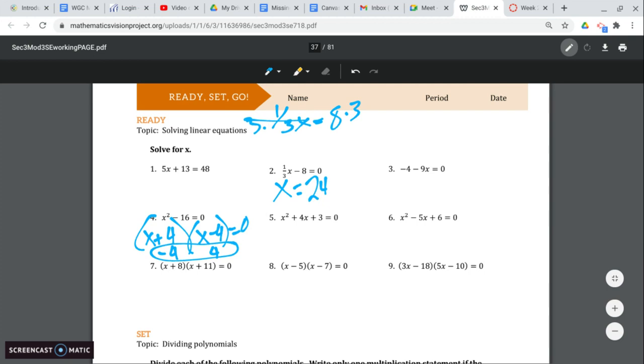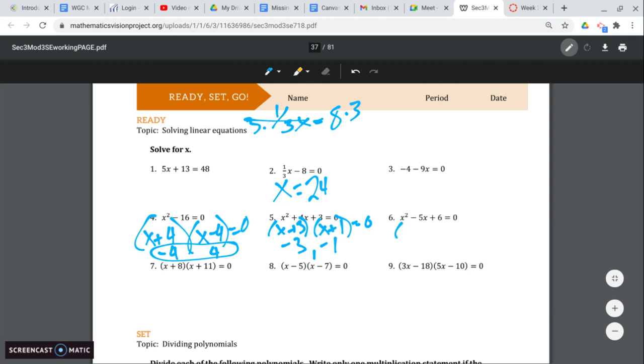On number 5, we have x squared plus 4x plus 3. The only way we can factor that is x plus 3 and x plus 1, the two things that multiplied to give us 3 and add to give us 4. Now, just like on number 4, we'd set each of these equal to 0, so it just changes the sign. So we'd have -3 and -1 for our solutions.